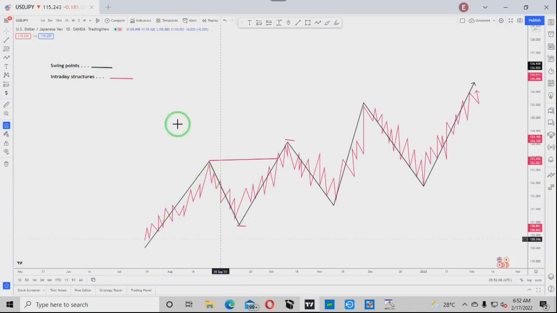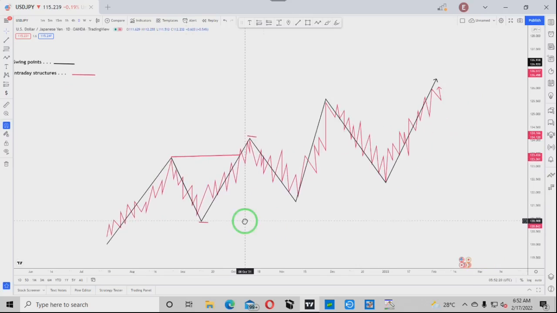Now, this red line is the lower time frame or intraday structure. You can call this black line a major structure, and this red line minor structure. All right, very important. Now, what is a higher time frame swing point?